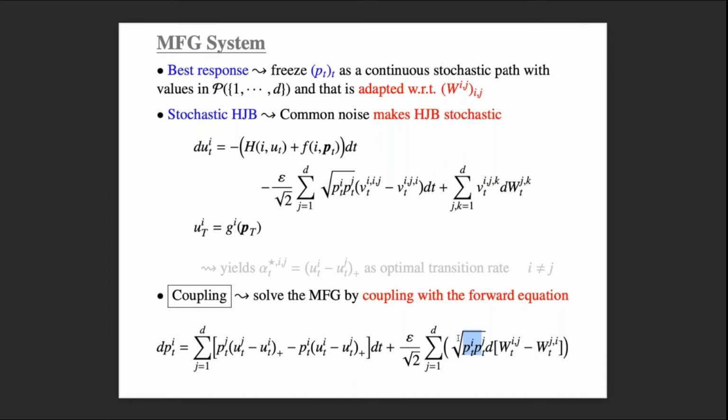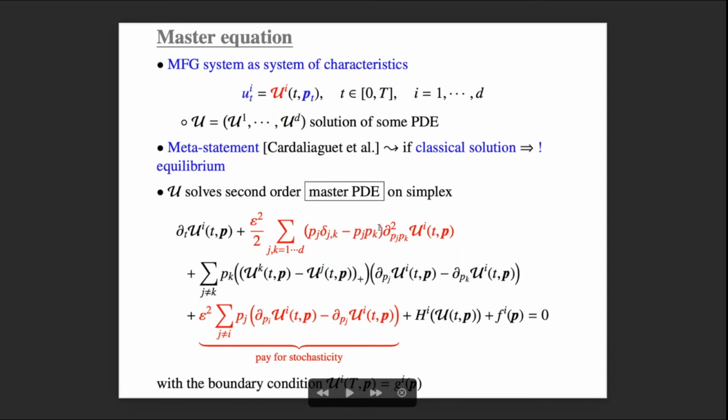And at the same time, it gives me some degeneracy in the operator. So when P_I gets smaller and smaller, certainly I will have some degeneracies. The noise tends to zero, or equivalently, I observe some degeneracies in the diffusions. So this is more difficult at the level of the analysis because this is not the usual theory for second order PDEs that are uniformly parabolic. It's not uniformly parabolic, basically, because close to the boundary of the simplex of the space of probability measures, you observe some degeneracies.